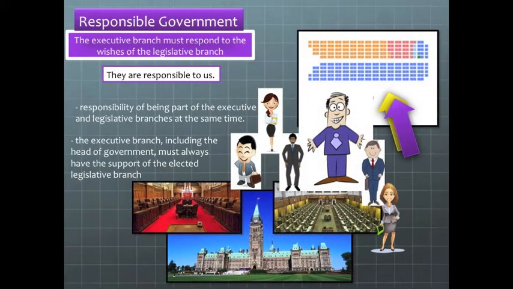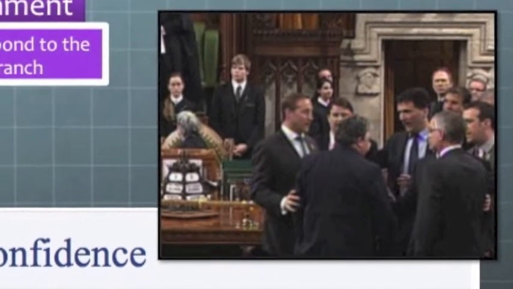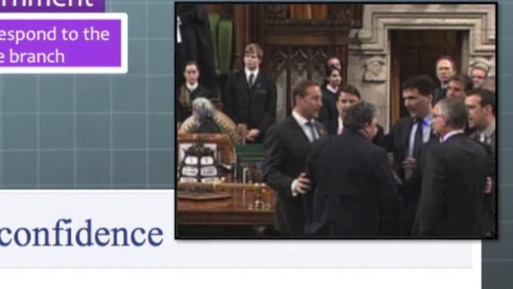If the governing party has the majority government, it means it has the support from the majority of Canadians. If the governing party has a minority government, that means it doesn't have the support of the majority of Canadians and needs to compromise in order to be acceptable to everyone else.